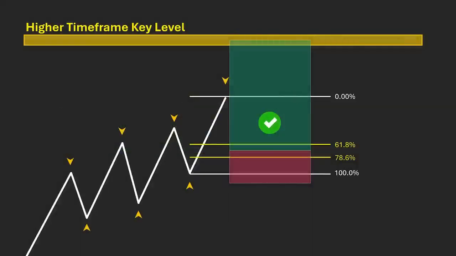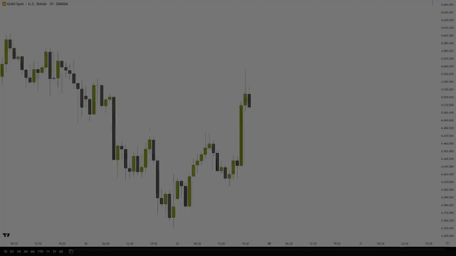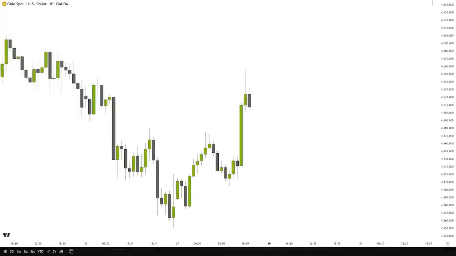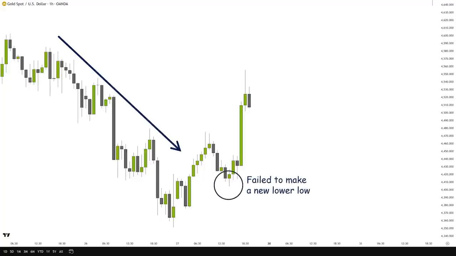Now let's look at a real chart example. Here we have gold on the 1-hour chart. The market was in a downtrend, but the latest move failed to create a new lower low and then broke above the previous market structure. This suggests that the market direction has turned bullish, so we can start looking for buying opportunities.